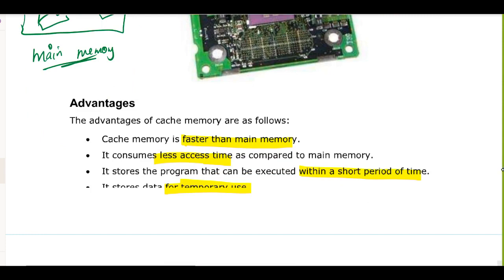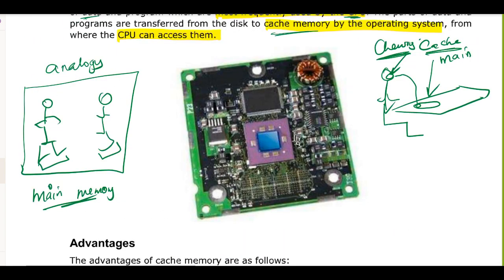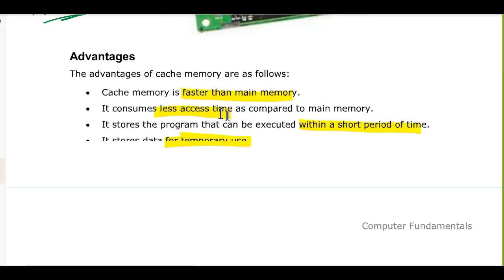So the advantages of cache memory. This is how the cache memory looks like. It's normally very small, very expensive, and very fast. The advantage of cache memory is that it is faster than main memory. It has less access time. Access time is the time that you require to fetch data from where it is to another location or to the processor. It is much less, therefore it is faster.